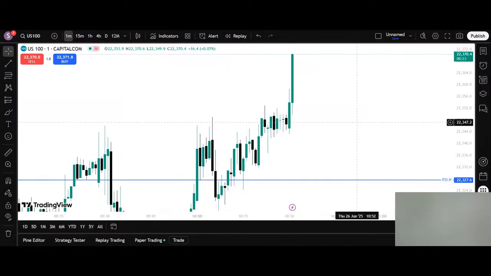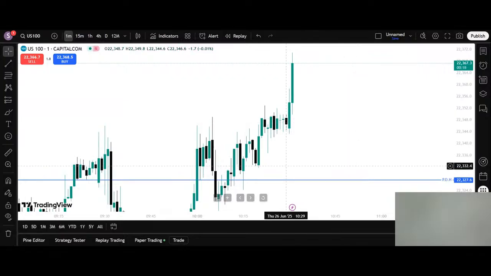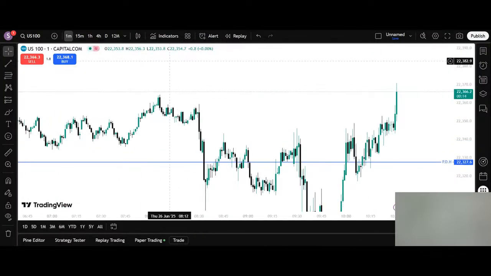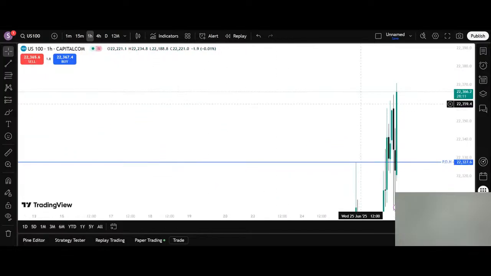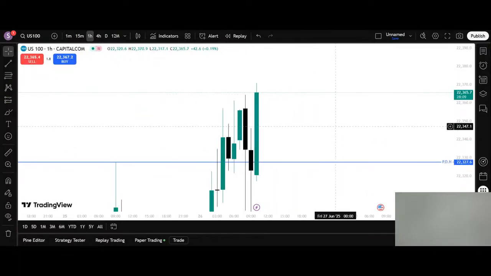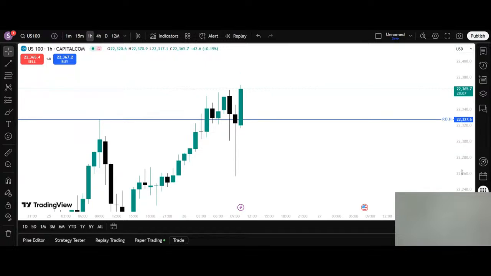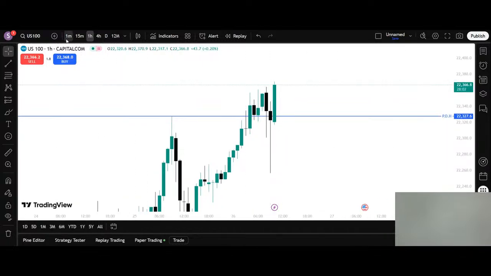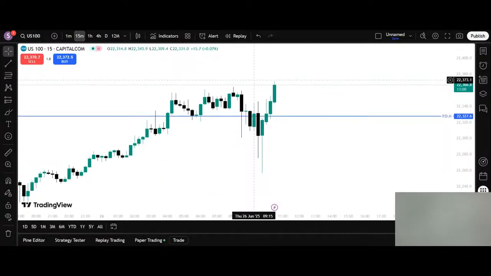Whoa, that pump was instant. At last, a little volatility. Okay, price has taken that high about there. Now we just have to wait for it. Maybe it's gonna pump a little. To be honest, it's showing a lot of bullish momentum. It could rally, but I don't think it's gonna rally much.